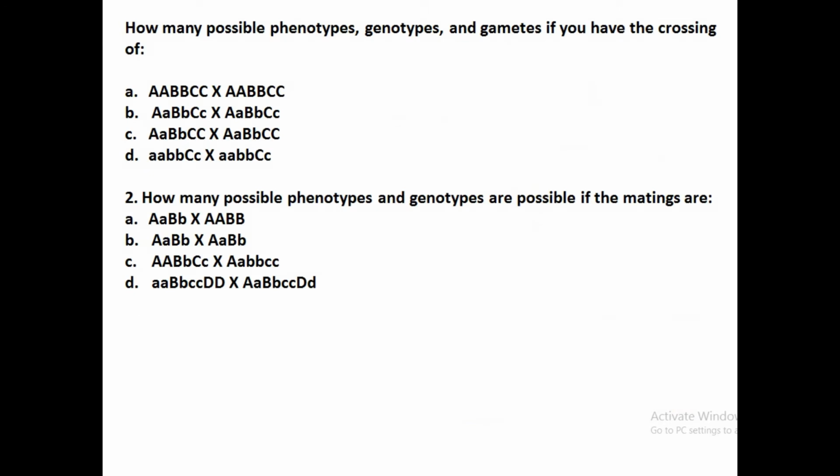Next question is, how many possible phenotypes, genotypes and gametes do we get if you have the crossing of this? So after this kind of crossing, what are the phenotypes and genotypes and gametes we will get? And the next question is also the same. They have asked the phenotypes and genotypes. So how can we do this? There are some tricks or some mathematical thing that we'll see.